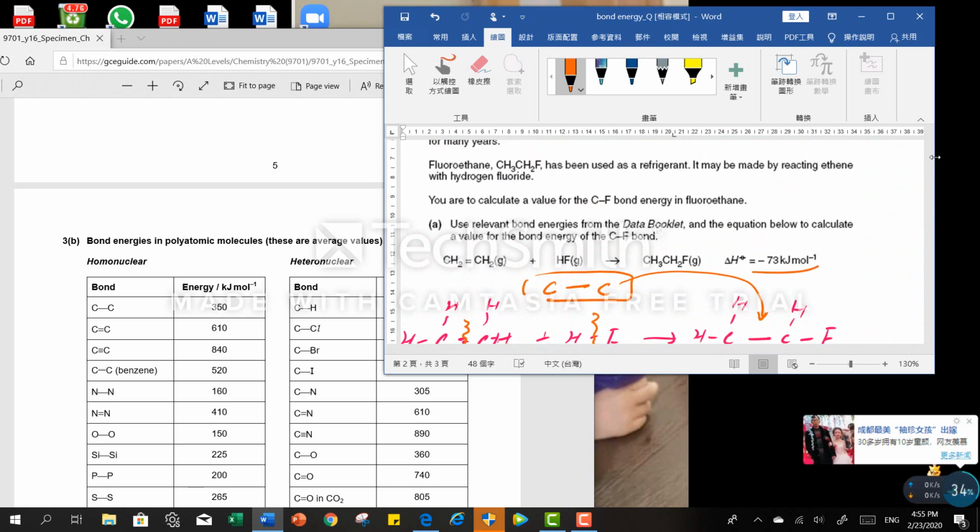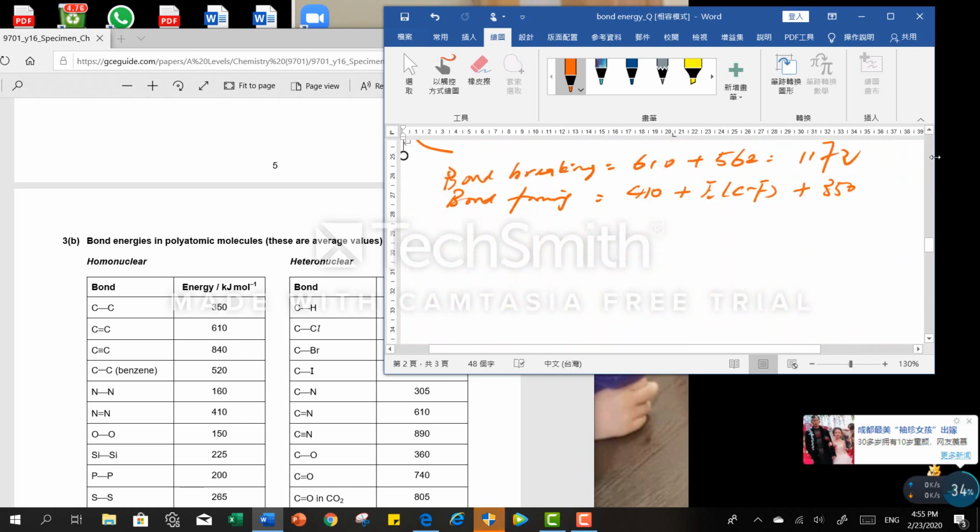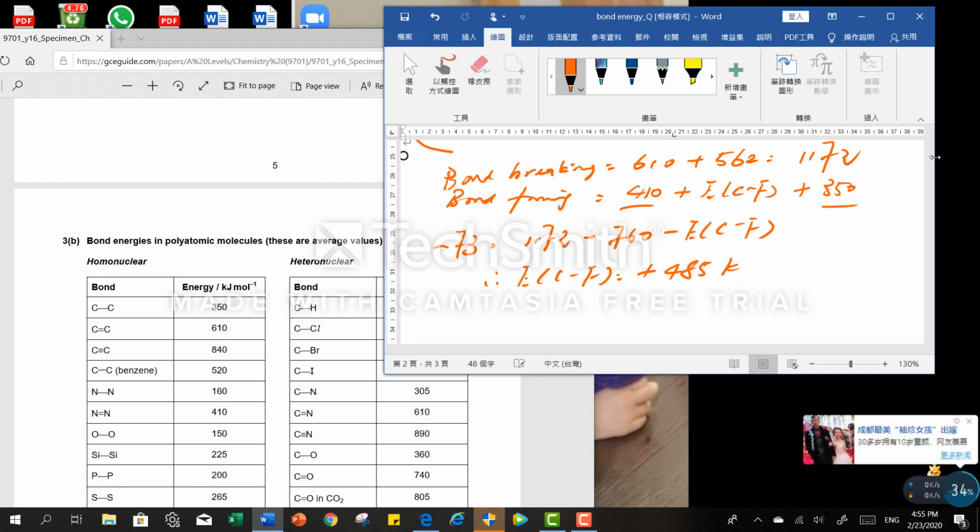The delta H given is negative 73. So it will be negative 73 equals bond breaking minus bond forming. Okay, I sum these numbers together. So therefore the C-F will be positive 485 kJ per mole.